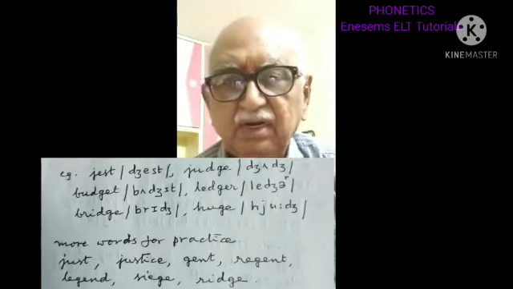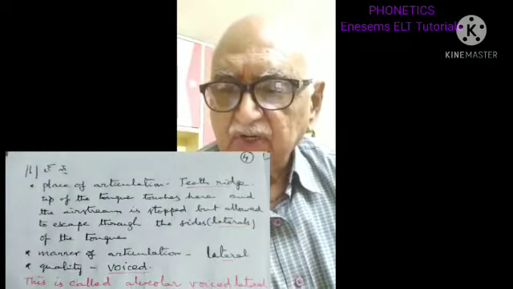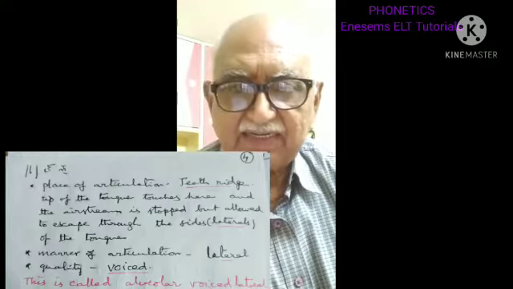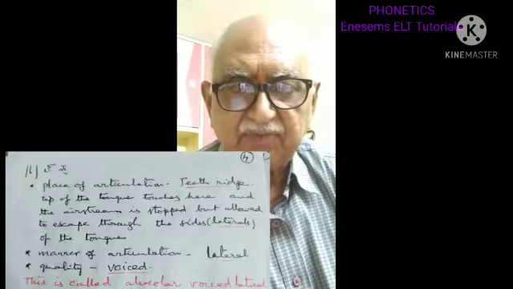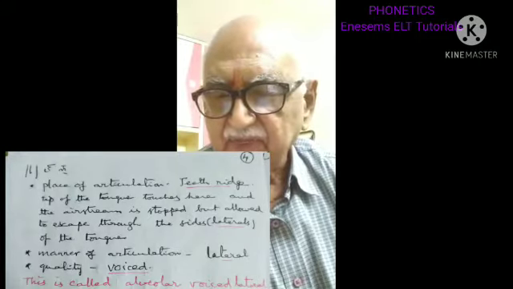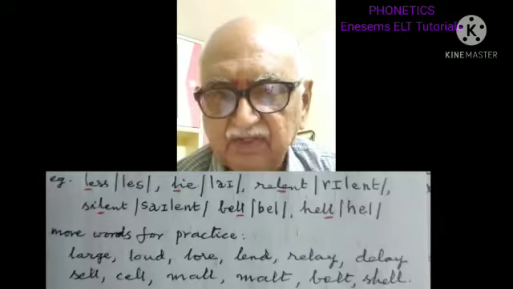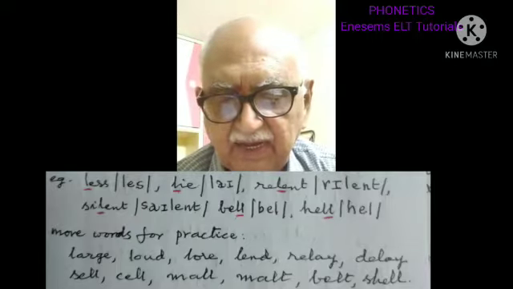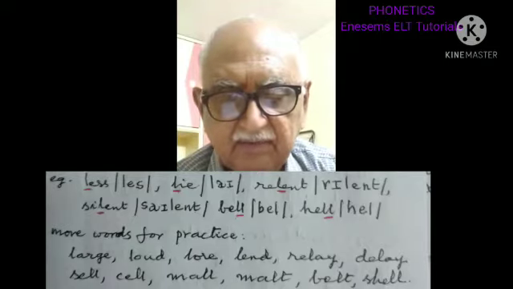Next, there is one lateral sound, l. Place of articulation, teeth ridge. Tip of the tongue touches here, and the air stream is stopped but allowed to escape through the sides of the tongue. And the manner of articulation is lateral because the air stream escapes at the sides of the tongue. Quality voiced. This is called alveolar voiced lateral. Listen to these words: less, lie, relent, silent, bell, and hell. More words for practice: large, loud, low, lend, relay, delay, sell, malt, belt, shell.